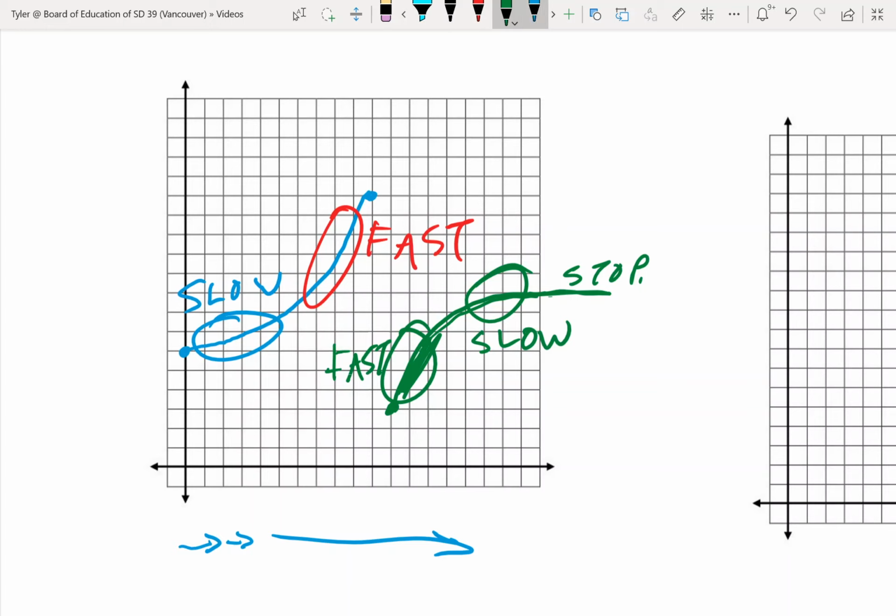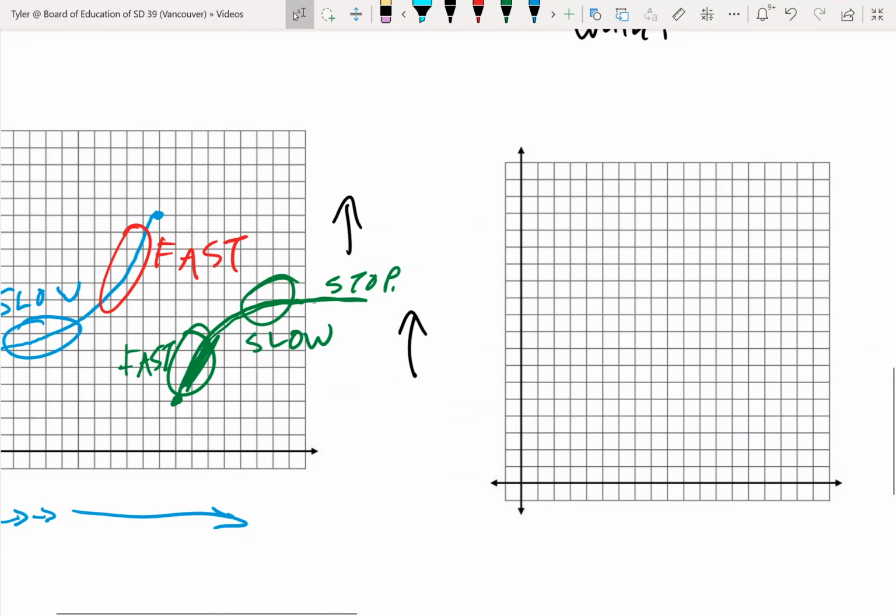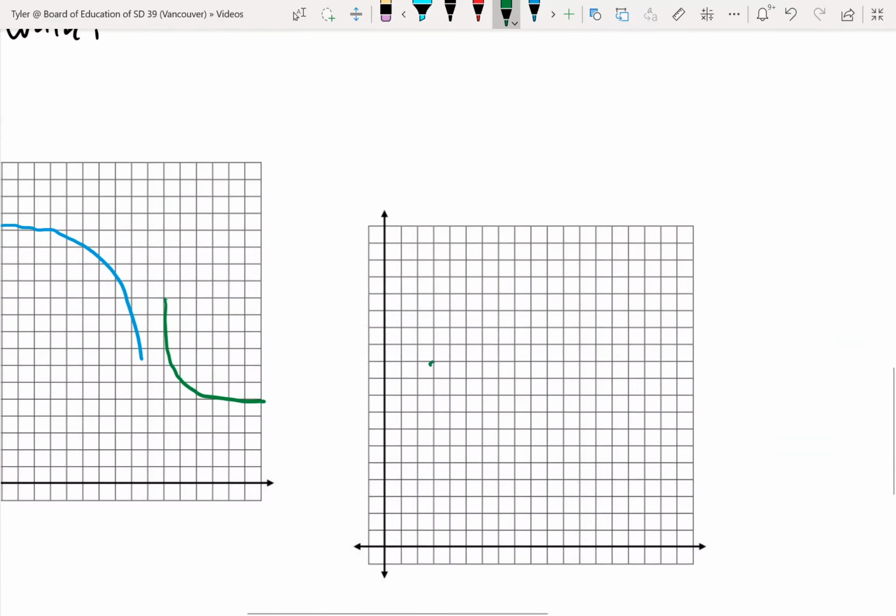Now again, both of these arrows are going up. So in both situations, they're driving away. We could do the exact same thing, but have them driving towards. So here, we have a car going nice and slow, warming up, and then going faster, faster, faster. Or we could have a car that starts off going really, really fast and then slows down to a stop. Okay? The only other thing we want to think about is a vertical line.